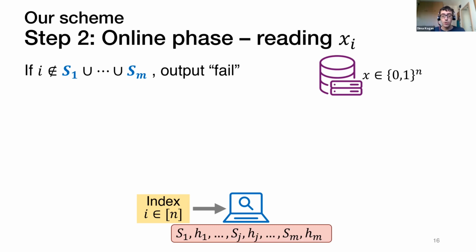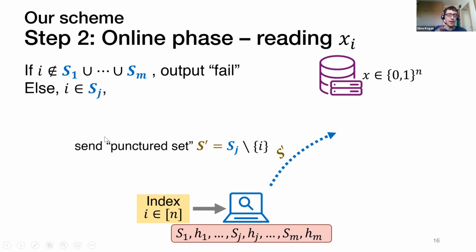Then in the online phase, to read a particular record i from the database, the client first searches through its local collection of hints to find a set that contains index i. If none of the sets in the local collection contain i, then the client aborts and outputs fail, and we'll see how to account for these failures in a bit. Otherwise, it finds some set S_j that contains i, and as a strawman, first consider the case where the client basically removes index i from the set S_j and sends this set of size square root n minus 1, the set S_j with i removed, to the second server, the online server.